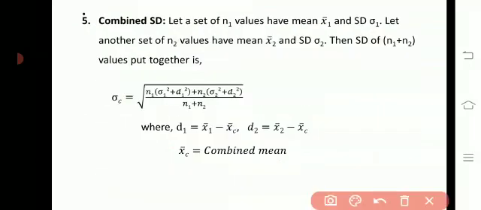Then the last property of standard deviation is combined standard deviation. Here, let a set of n1 values have mean x1 bar, that is arithmetic mean x1 bar, and standard deviation sigma 1. Let another set of n2 values have mean x2 bar and standard deviation sigma 2.